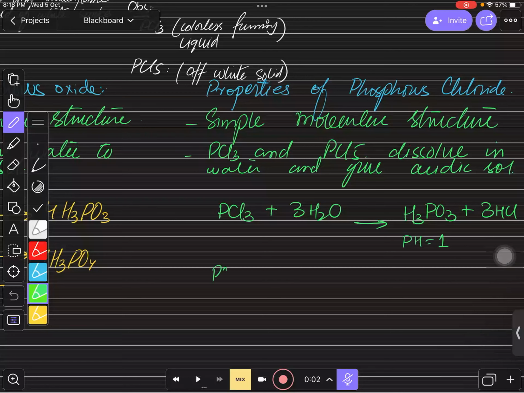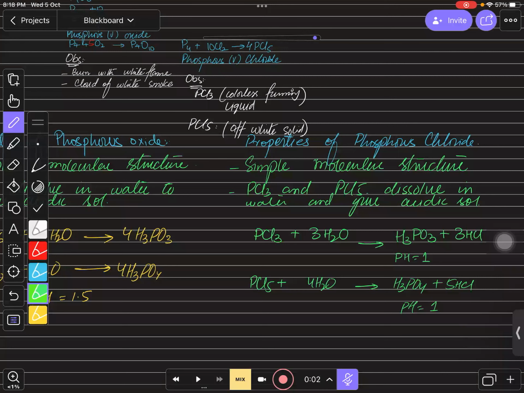Same as that if you talk about PCl5. When you dissolve PCl5 in water, it requires 4 molecules of H2O. When they dissolve in water, they will produce H3PO4 plus HCl, right? So it will produce the combination of phosphoric acid and hydrochloric acid. Again, they both are very strong acids. The pH of this solution will be near to 1, right? This is a very important part of your exams. You need to learn these things. They are very, very important.